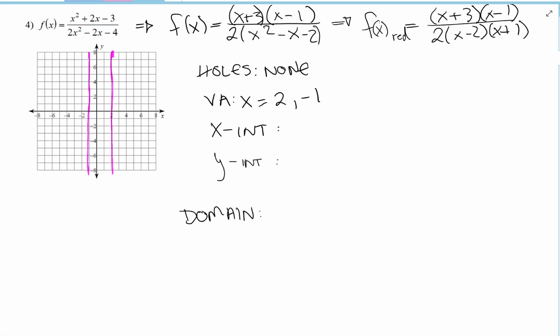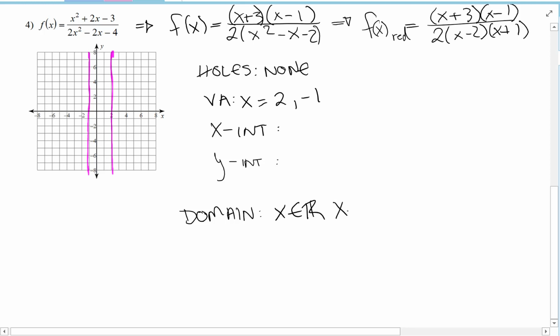After we have found our holes and our vertical asymptotes, we automatically know the domain. The domain is everything except the holes and the vertical asymptotes. So x is a member of the set of all real numbers, but x cannot equal 2 or -1, or in interval notation, it would be -infinity up until the first vertical asymptote, then vertical asymptote to vertical asymptote, then vertical asymptote to infinity.